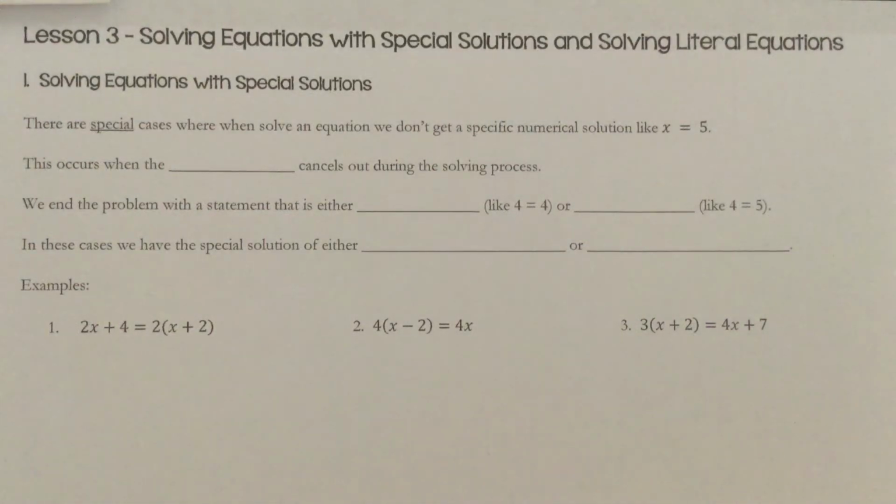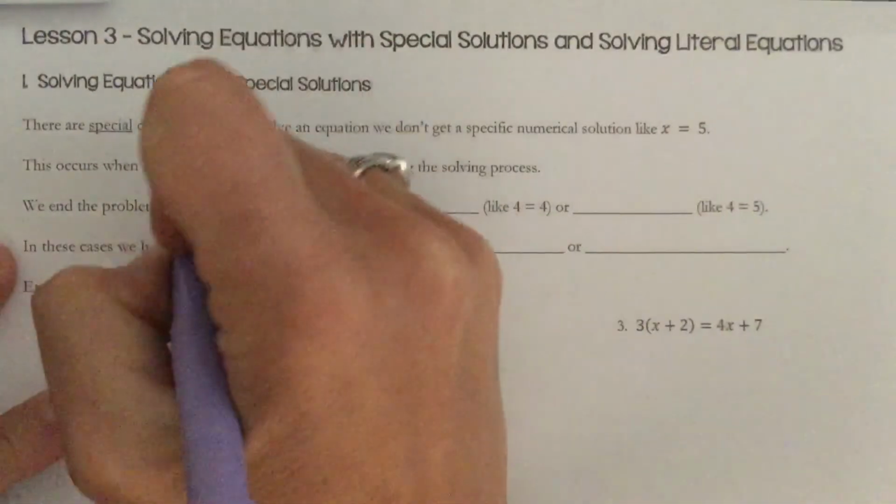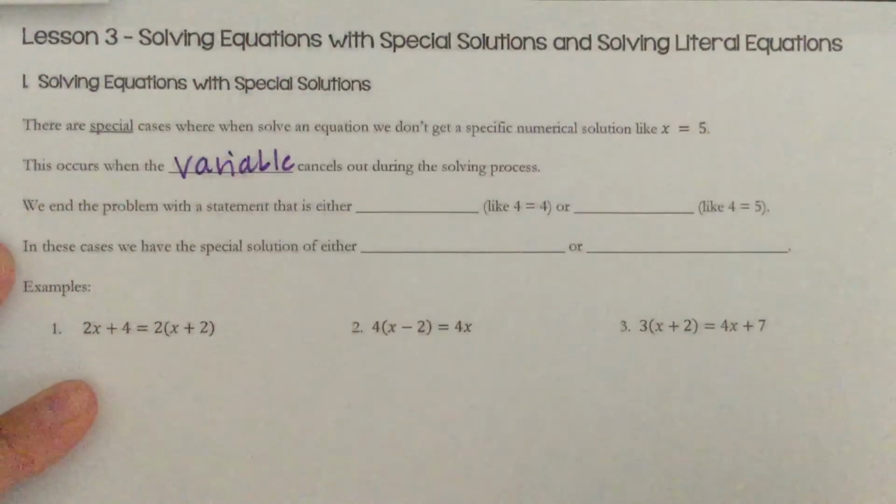In Lesson 3, we want to talk about solving equations with special solutions and solving literal equations. Up until now, whenever we've solved our equation, we've come out with a specific value for x. There are special cases, and pause and think about what the word special means, like a special occasion. You're right, it's an occasion that doesn't happen very often. So there are special cases where when we solve an equation, we don't get a specific numerical solution like x equals 5. This is going to occur when the variable cancels out during the solving process.